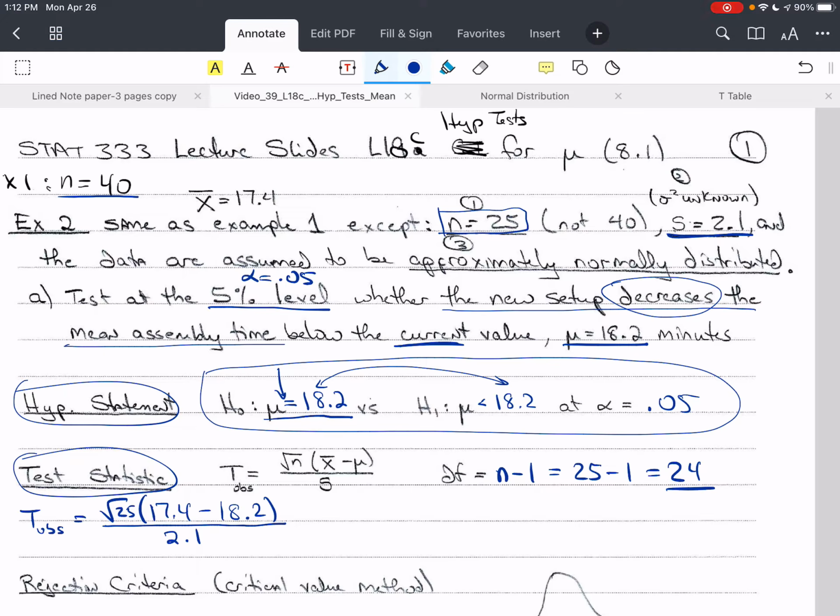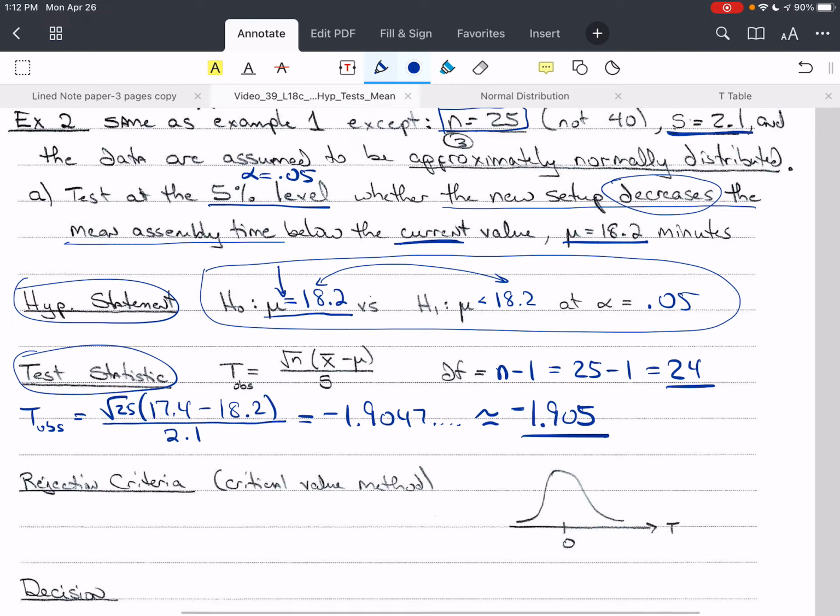And so when I calculate this out, square root of 25 is 5 times parentheses 17.4 minus 18.2, close parentheses, divided by 2.1 gives me negative 1.9047, etc., which to 3 decimal places is negative 1.905. And why am I rounding to 3 decimal places? Because the T table has 3 decimal places. That's the only reason here.